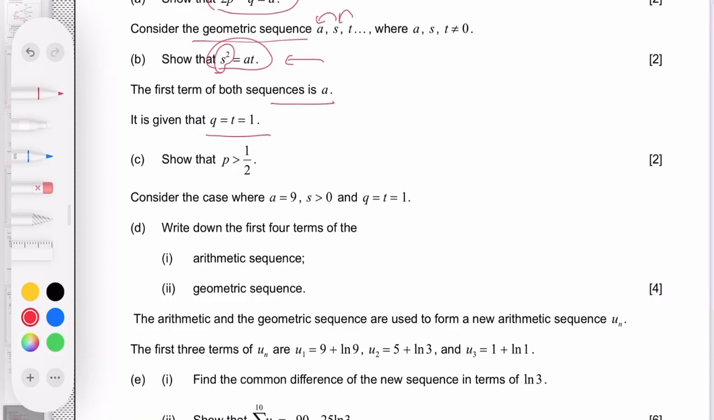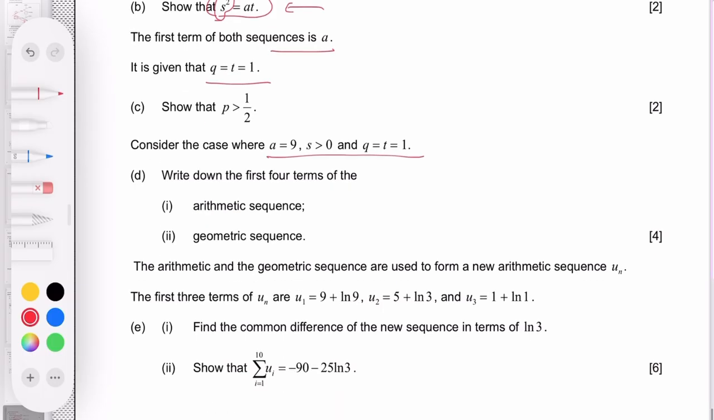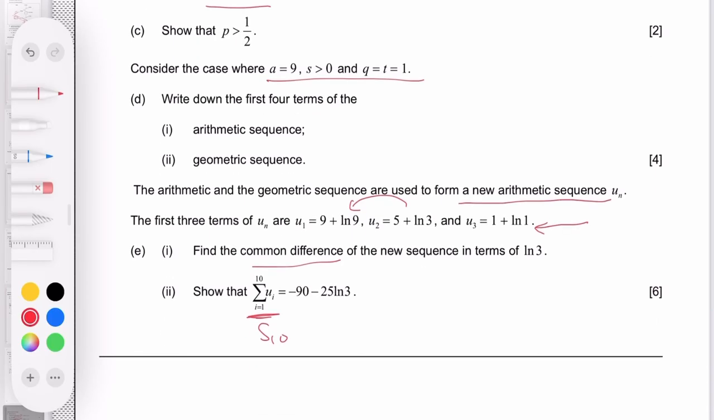In the case of this, write down the first 4 terms. So you just write down the sequence. The terms are used to form a new arithmetic sequence. What? The first 3 terms, how is that relevant to the previous part? I have no idea. New common difference, so you just subtract, and then find the sum. Oh, this is just S10, right? It's the sum of the first 10 terms, so you just use the S10 formula for arithmetic sequences.